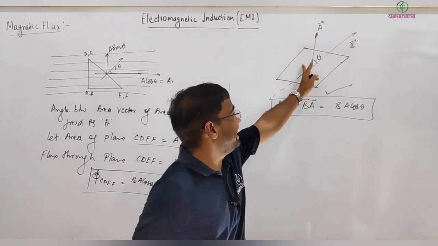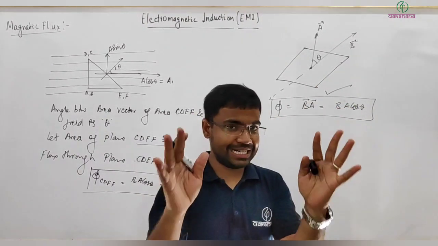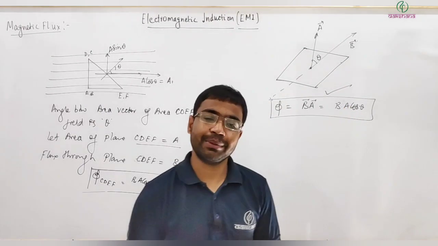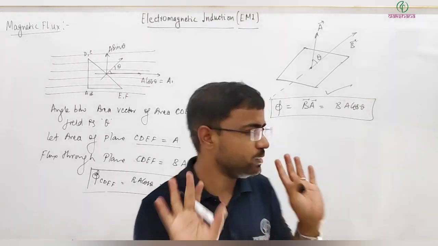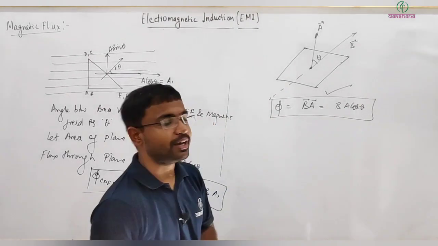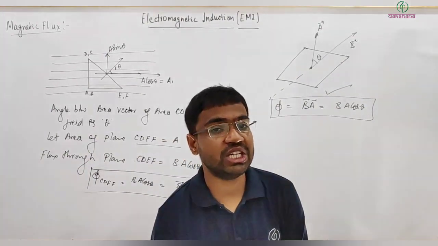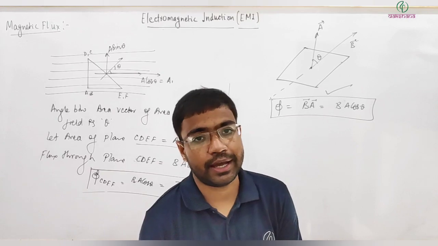If I write it this simple way, now you should be understanding why this theta comes and from where, that is because of the area vector. So by this time you should be clear what the magnetic flux is, that is simply B bar dot A bar, the dot product of magnetic field and area, right?